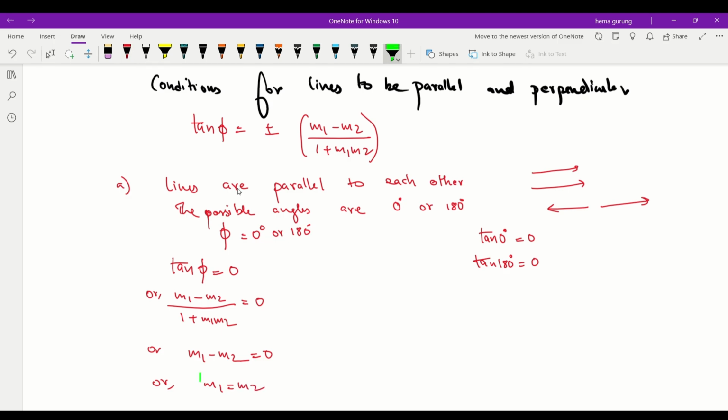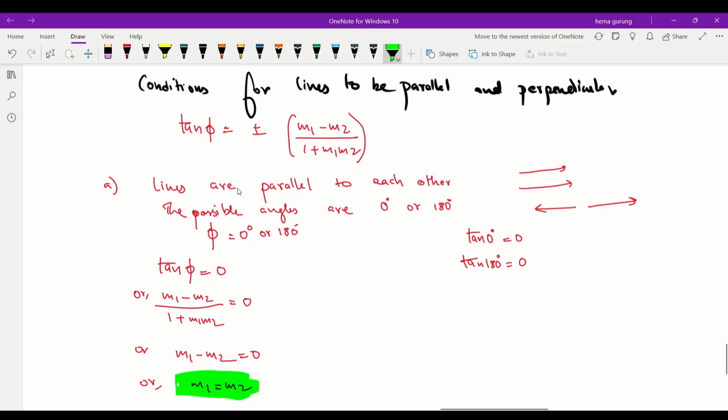So this is the condition which you have to learn, that when the two lines are parallel, their slopes are equal. I think this condition is already covered. So parallel means we can say that it can be written as coincident, collinear. So when the lines are parallel or collinear or coincident, the slopes are equal.